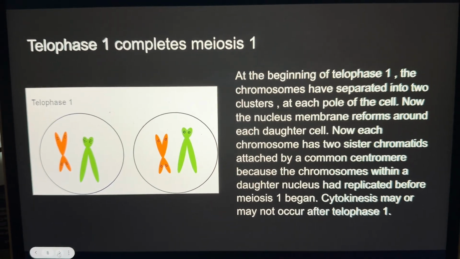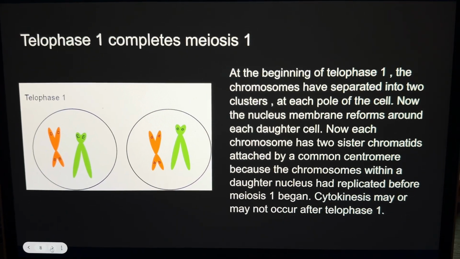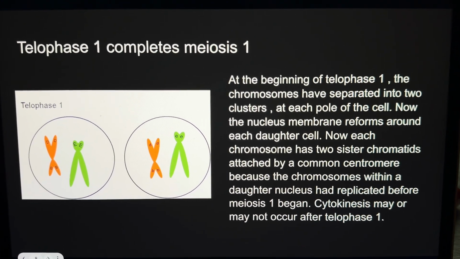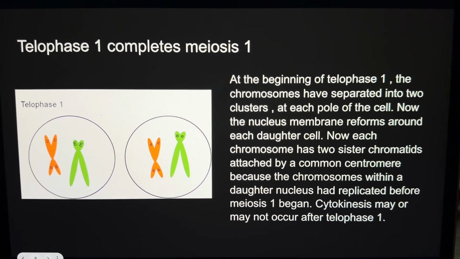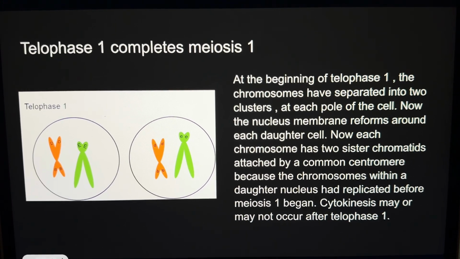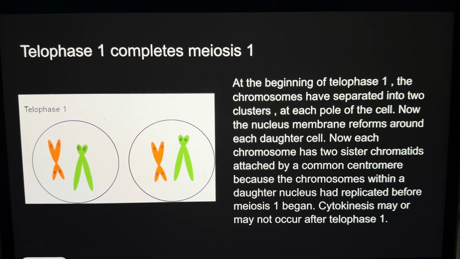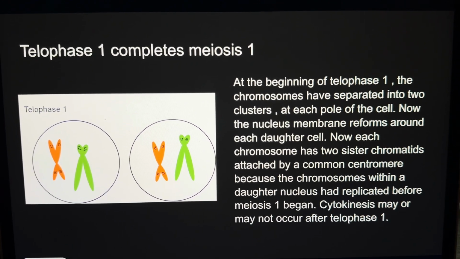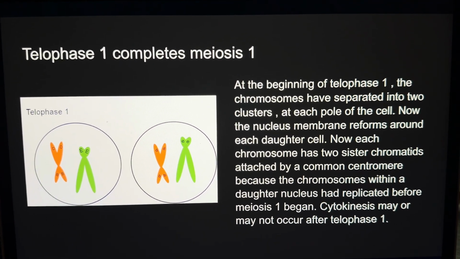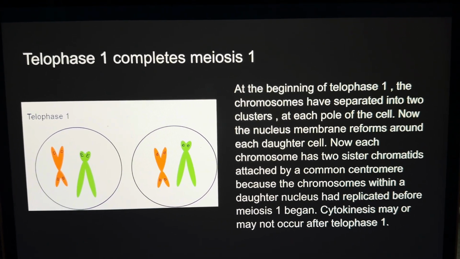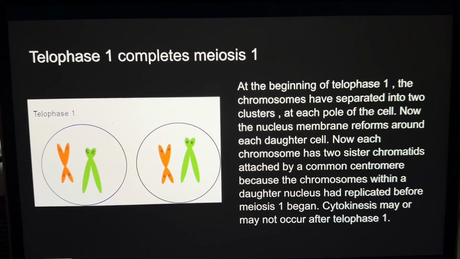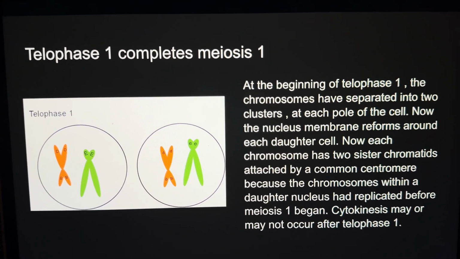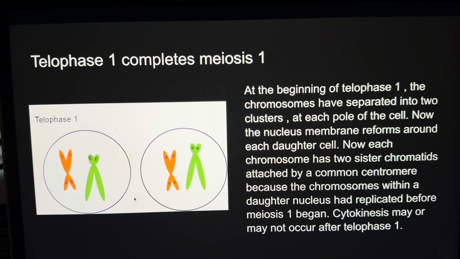Telophase 1 completes meiosis 1. At the beginning of telophase 1, the chromosomes have separated into two clusters at each pole of the cell. Now the nuclear membrane reforms around each daughter nucleus. Each chromosome has two sister chromatids attached by a common centromere, because the chromosomes had replicated before meiosis 1 began. Cytokinesis may or may not occur after telophase 1. And here's an example of telophase 1 during meiosis 1.